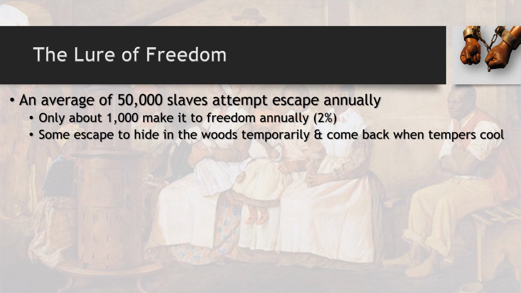If a slave owner was perhaps a drunk or was given to violent mood swings, an individual might escape into the woods to hide for a day or two until tempers cooled, until an individual sobered up, and then would actually come back.